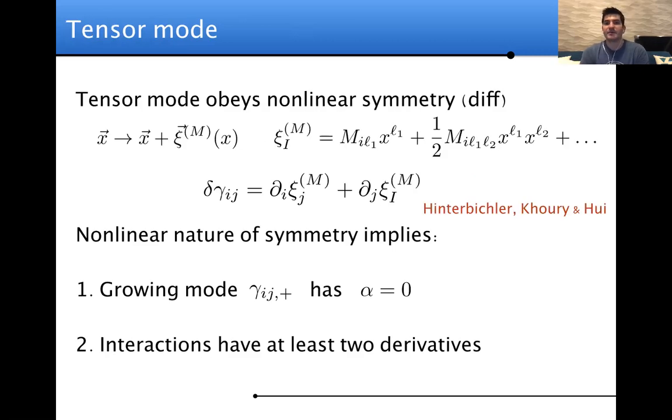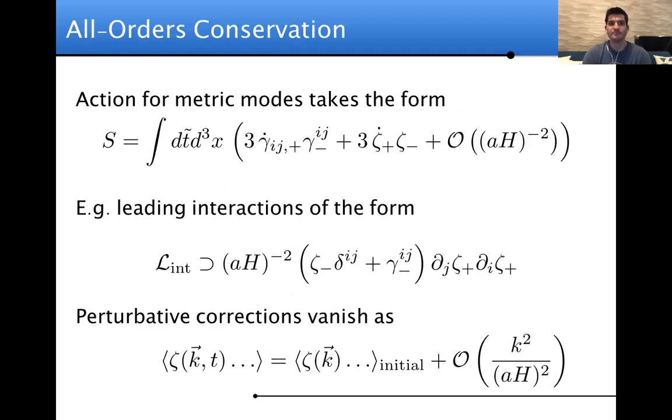There's a more complicated non-linearly realized symmetry for the transverse traceless fluctuations, but the moral is still the same. It's a non-linearly realized symmetry, which arises from a large diffeomorphism, and ensuring that this is a symmetry forces the growing mode to have alpha equals 0, and the interactions are derivatively suppressed. As a consequence, we can write down the effective theory for these modes very easily. We essentially have the first order kinetic terms plus terms that are necessarily suppressed by at least (k/aH) squared due to the derivative nature of the couplings.